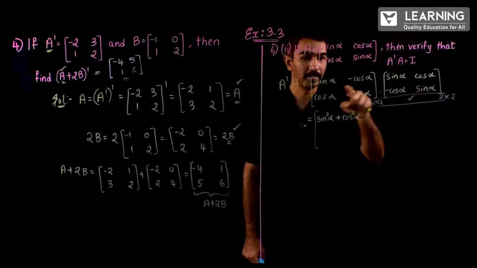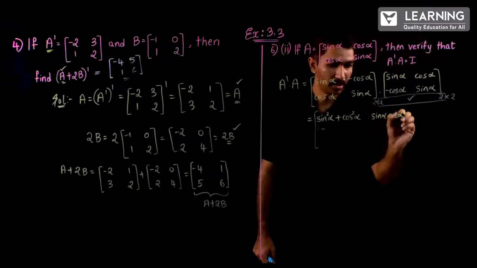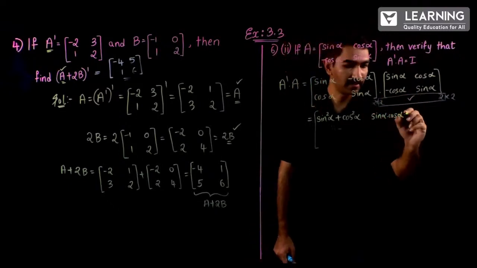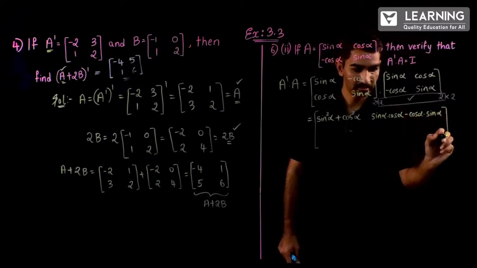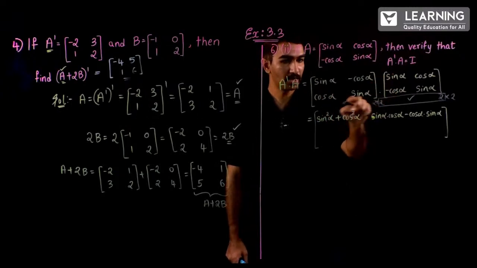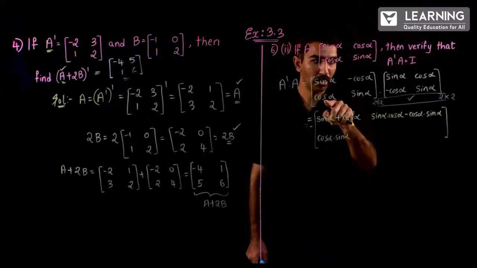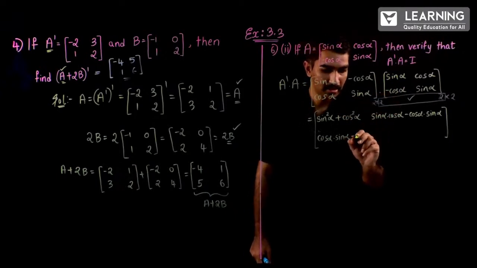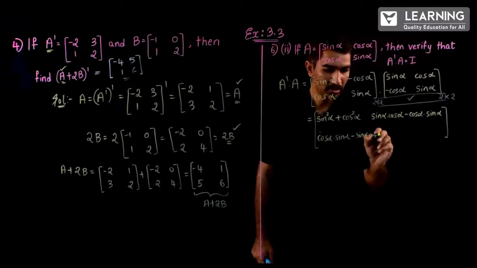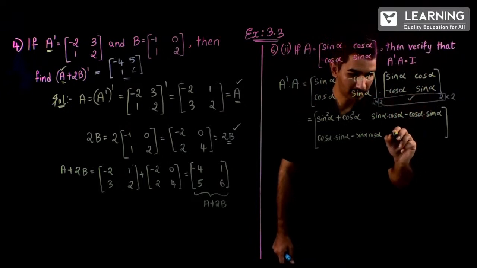Next, first row into second column. Sin alpha into cos alpha, write it as it is, sin alpha into cos alpha, minus cos alpha into sin alpha. Close the bracket. Next, second row into first column. Cos alpha into sin alpha plus sin alpha into minus cos alpha is minus sin alpha into cos alpha. Second row into second column, cos square alpha plus sin square alpha.